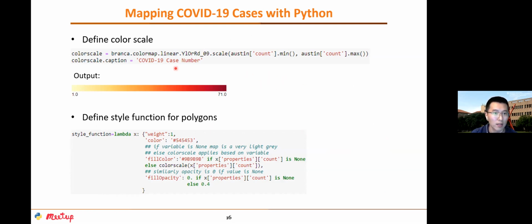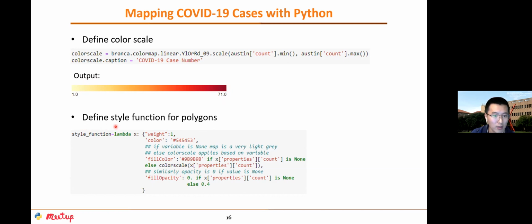Before that, this slide is just to show some cosmetic work. We define a color scale depending on the minimum and maximum count. This color map shows that in the red, if it's hot, that means the number is high.